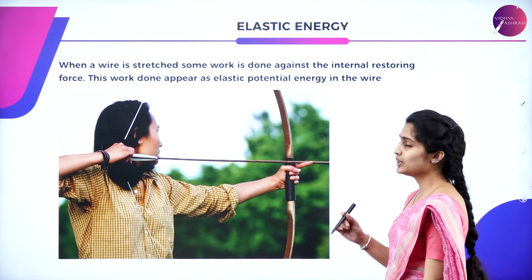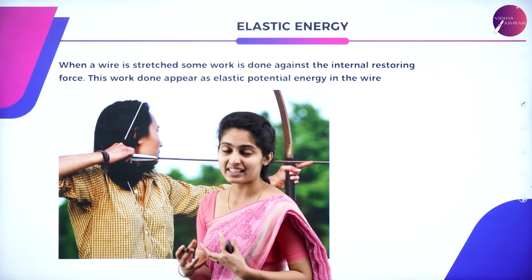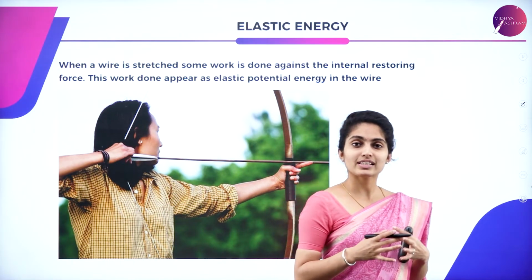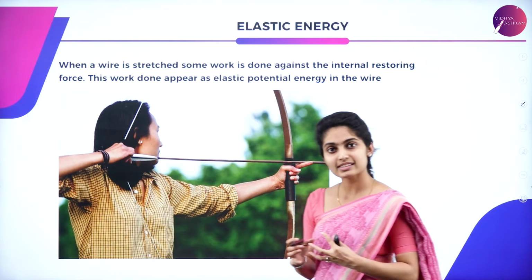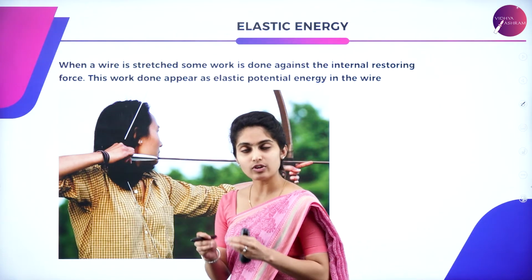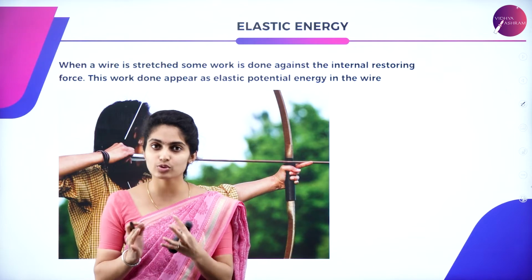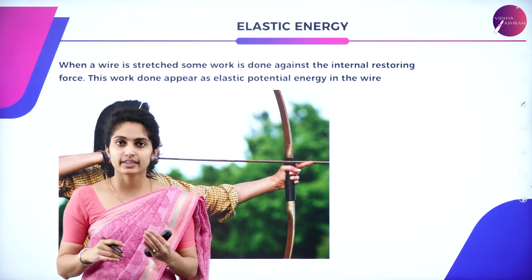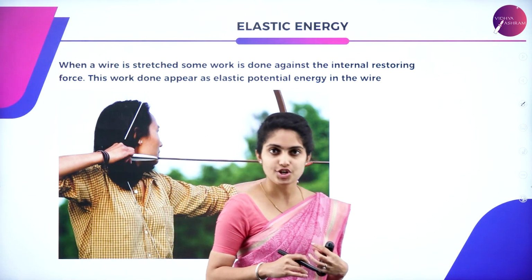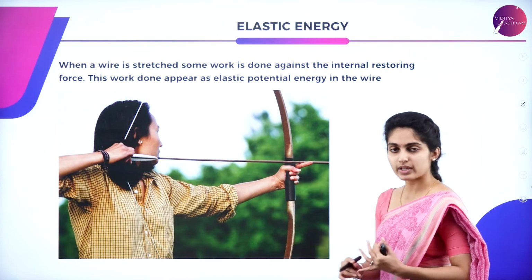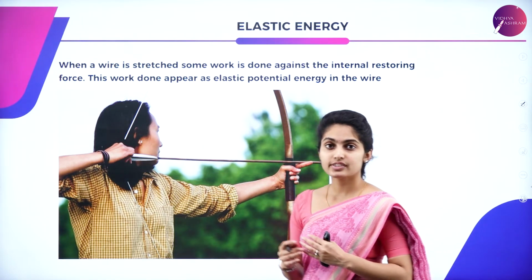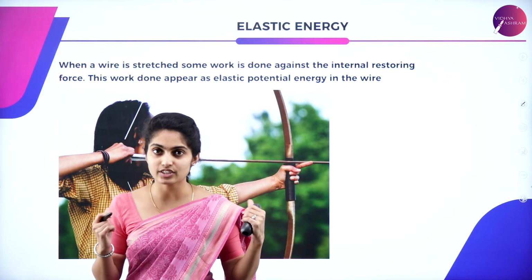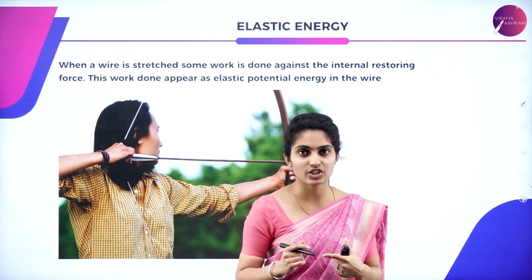So next, let us go to the elastic energy. What is meant by elastic energy? It is the energy which is associated with elastic materials. So what is an elastic material or the property of elasticity? Once a force is applied to an object, what happens to the object? It undergoes deformation, and then by the restoring force, it comes back again. That means it regains the original shape. Such a property of a body is known as elasticity, and the material which exhibits this property is known as an elastic material.